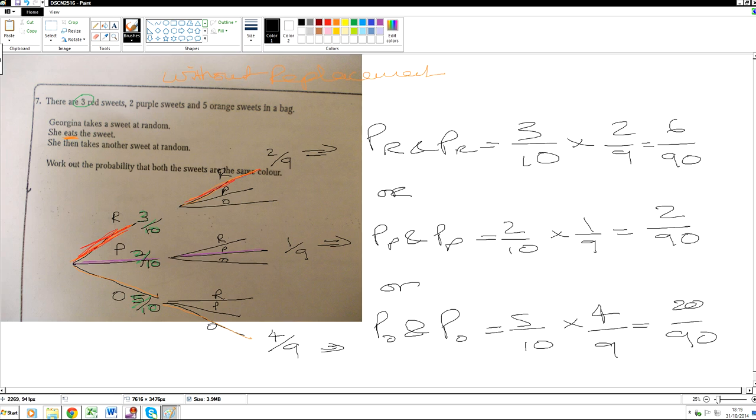Okay, now, the key word we used here was or. The word or means add. So add 6 90ths, add 2 90ths, add 20 90ths. That'll give us what? 28 over 90. Can we cancel that down? What do we get? 14 over 45. 14 over 45. Can that be cancelled any further?